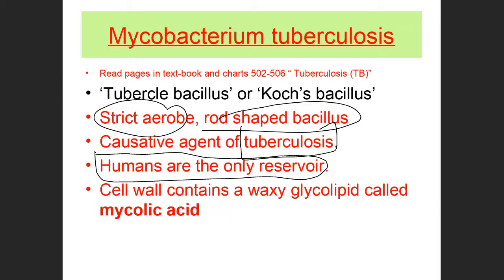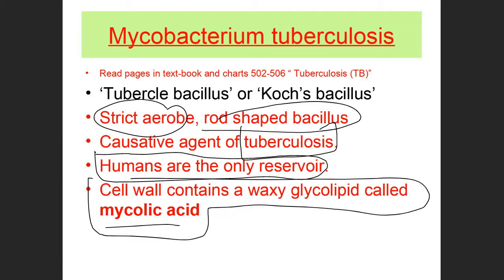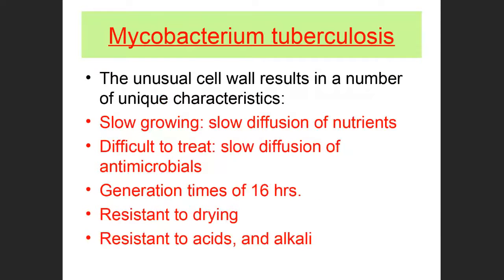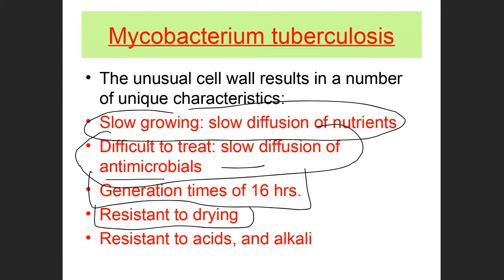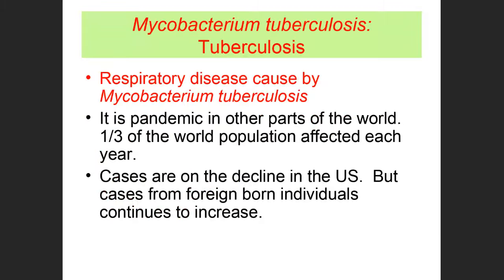What makes the organism pathogenic is the cell wall, which has mycolic acid, that waxy cell wall we talked about at the start of the semester. The cell wall makes the organism a slow grower, with slow diffusion of nutrients, which also means slow diffusion of antimicrobials. So the treatment is very, very long. It has a generation time of 16 hours versus 30 minutes for a normal bacteria. It is resistant to drying, acids and alkalis, again because of the waxy cell wall.